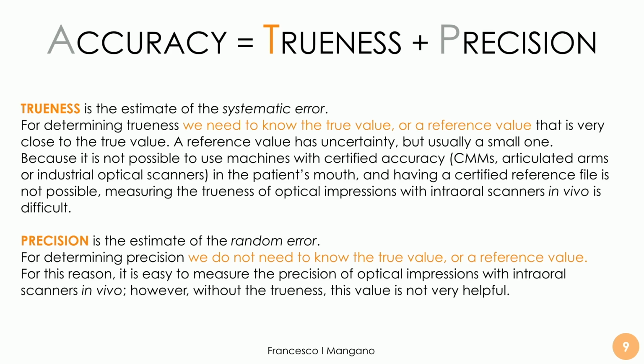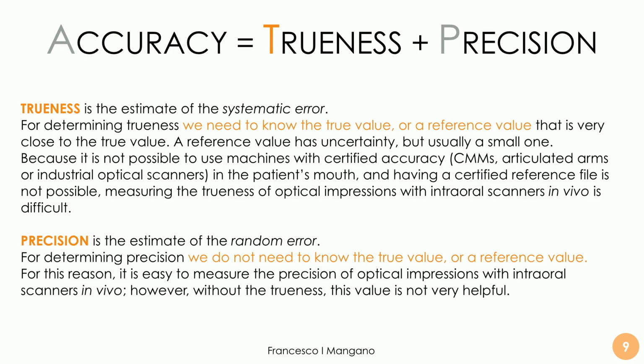For example, we can use the same intraoral scanner, we can capture 10 scans of the same model, and then we can superimpose these scans on each other in order to understand if there are deviations among these virtual models. If there are deviations, then we have a random error, then we have a standard deviation, and then we have an error in precision. But we can do it also in vivo because we don't need any reference value, any true value in order to evaluate the precision. So technically precision can be also evaluated in vivo.